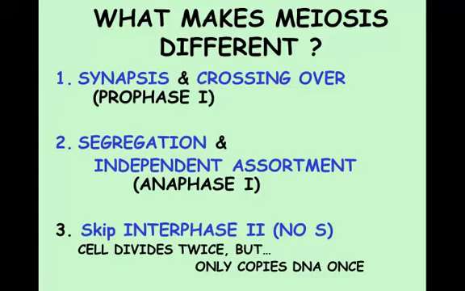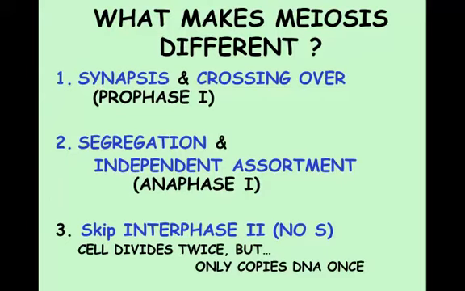Because we're going to divide twice and go through the cycle twice, the first time through we put a little Roman numeral 1 after the phases, and the second time through we're going to put a little Roman numeral 2 after the phases, so I can tell which division I'm talking about. So prophase 1, something called synapsis and crossing over, is different than mitosis. We didn't have that before.